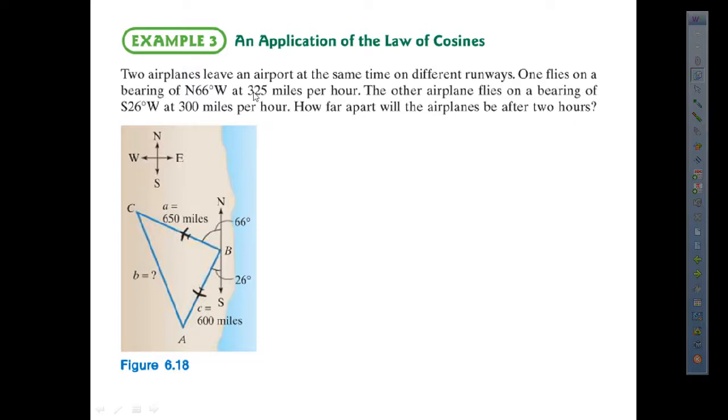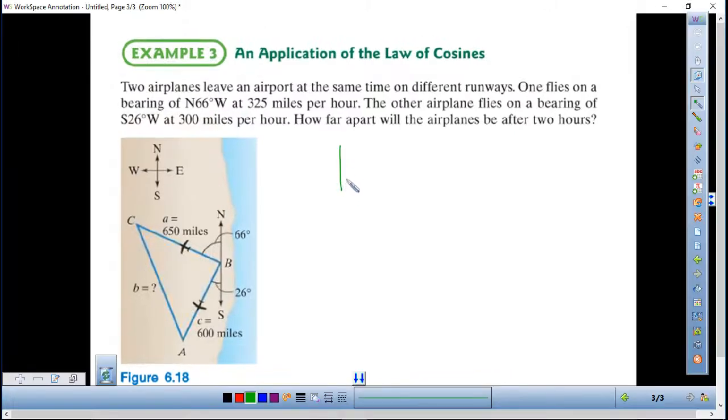All right, so if we go 325 miles per hour for 2 hours, that's going to be 650. If we go 300 miles per hour for 2 hours, we're going to be 600 miles in that direction. Now remember the way you set these directions up.